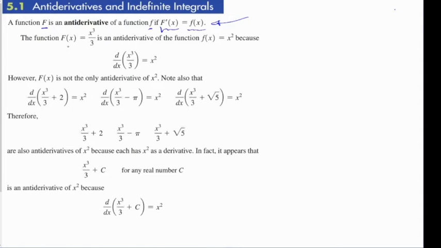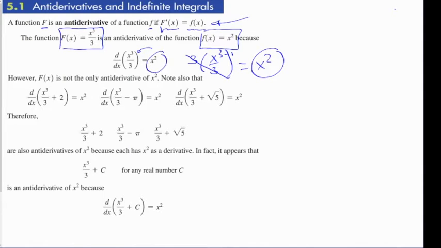So the function big F of x equal to x to the third over 3 is an antiderivative of x squared. That's because if we take the derivative of x to the third over 3, when we use the power rule, this becomes 3 times x to the third over 3, and we subtract 1 from the exponent. We see that these 3's cancel, and we're left with x squared, which matches the little f of x function we were trying to match.